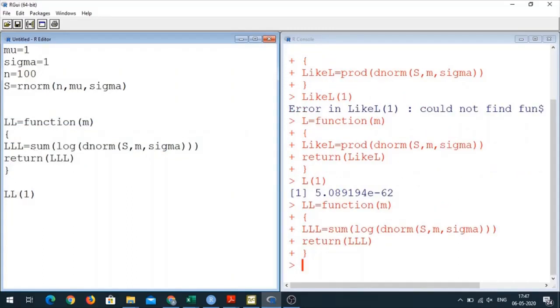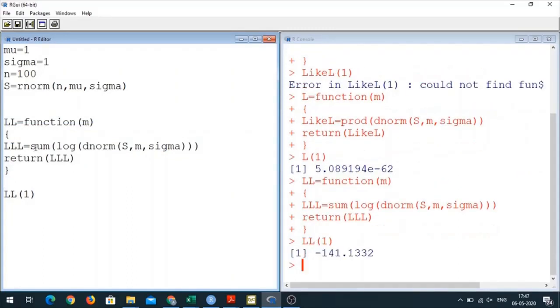And now let us compute. Okay, so this is now a reasonable value, but we have to plot this as a function of mu, because that is what likelihood tries to do. We try out different values of mu and see at which value of mu we get the maximum. So let me try different values of mu between, say, 0 to 2.